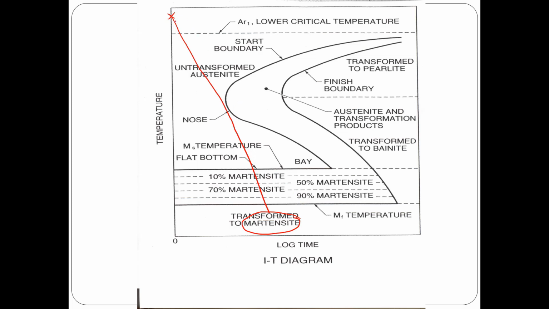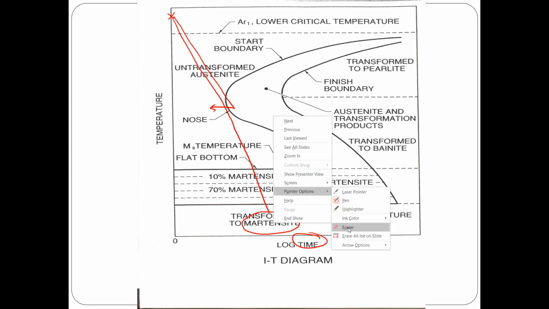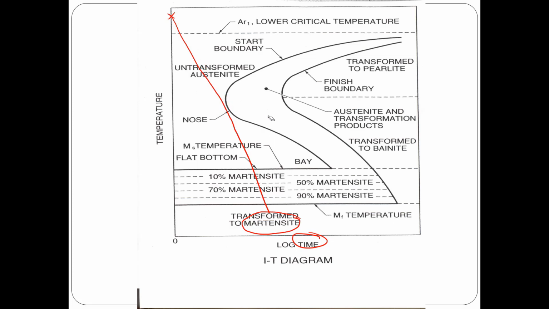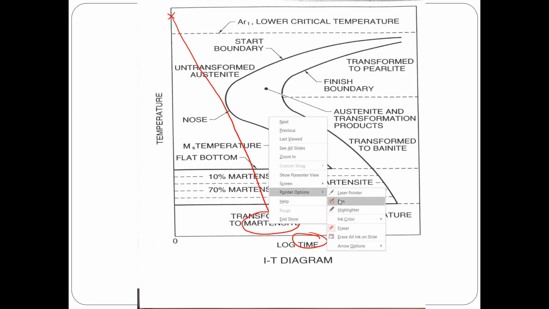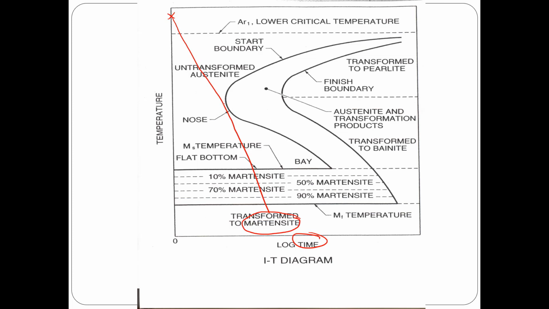Because if I cool it any slower, I'm going to end up over here, and I'm going to get into that zone. Once I start forming bainite or perlitic products, I can't go back because I can't go in this direction at all because I can't go back in time. So when I hit that nose, my transformation has started, and I have to keep moving forward. So the slowest cooling rate is one that just misses this nose.